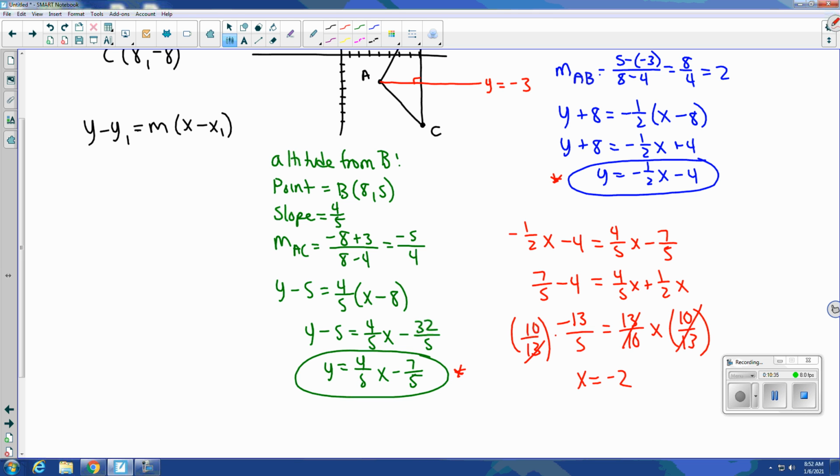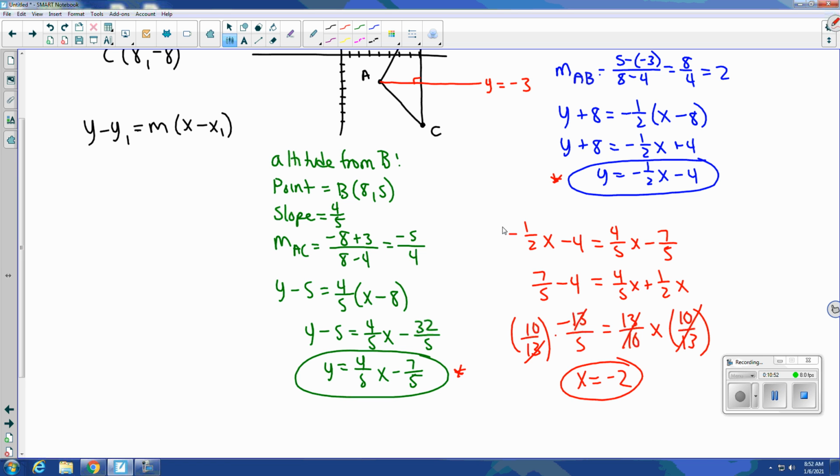And these 13s will cancel. We'll have negative 10 over 5, which is negative 2. So the x-coordinate for our orthocenter is at negative 2. The y-coordinate, how do we find it? Well, we already know that it's going to be at negative 3 based on the equation of that other altitude that we found originally. But let's say we didn't have that information.